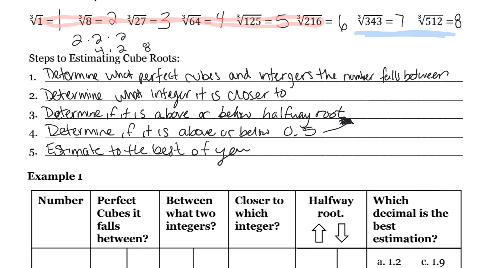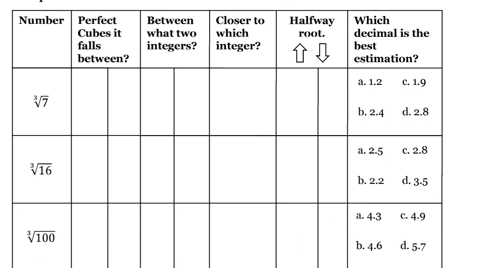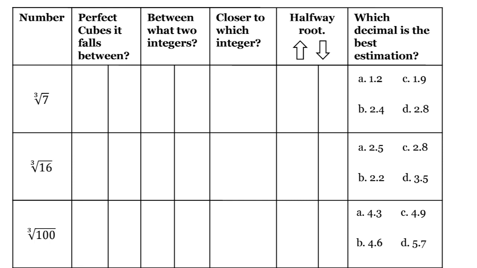So the process is the same for the cube roots as it is for square roots. The only thing is that the roots are a little higher. All right, so let's look at the table. For example 1, the perfect cube root falls between. So the cube root of 7 falls between the cube root of 1 and the cube root of 8. It's really crucial that you write those 3's there, because otherwise we'll think that it's square roots. Okay. The cube root of 1 is 1. The cube root of 8 is 2. So our number is somewhere between 1 and 2.